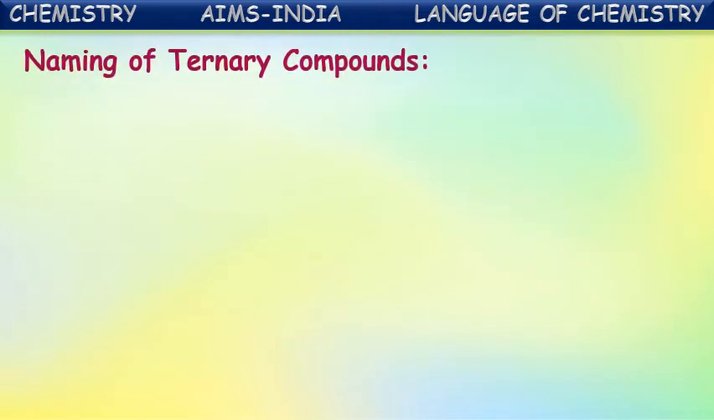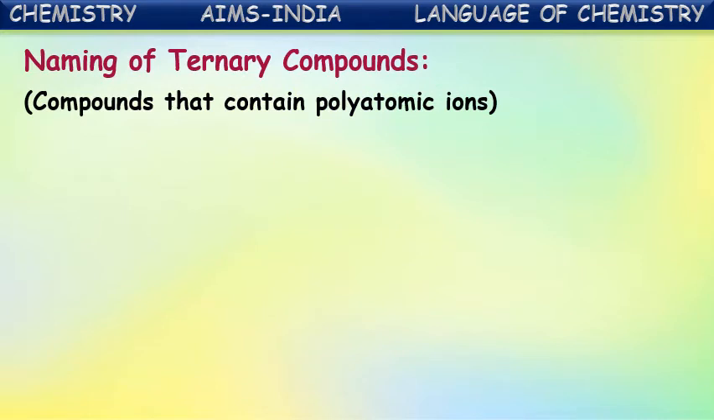Naming of ternary compounds. How to name the ternary compounds? It is the second type of classification. Till now we have studied the binary compounds. Again in the binary compounds, there are 3 types: type 1, type 2, type 3. Type 1 is only single valency type metals. Type 2 is variable valency metals. Type 3 is only non-metals are present. All these we have completed.